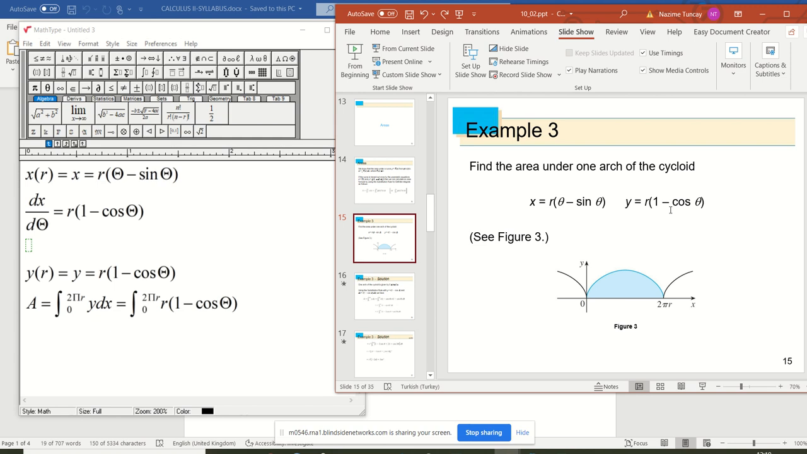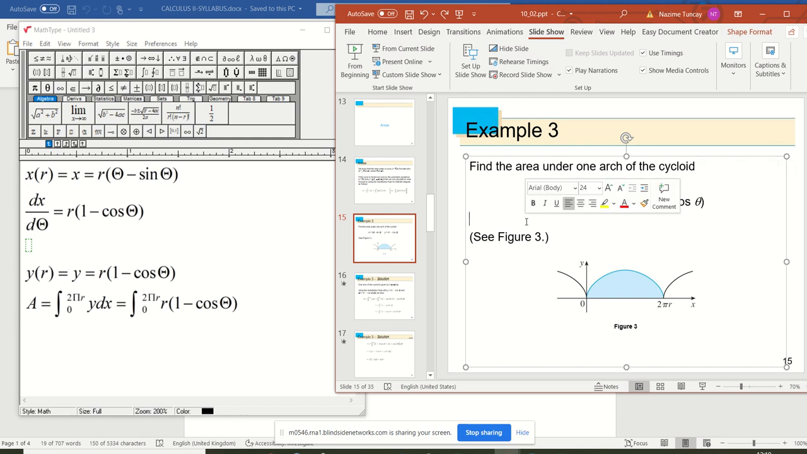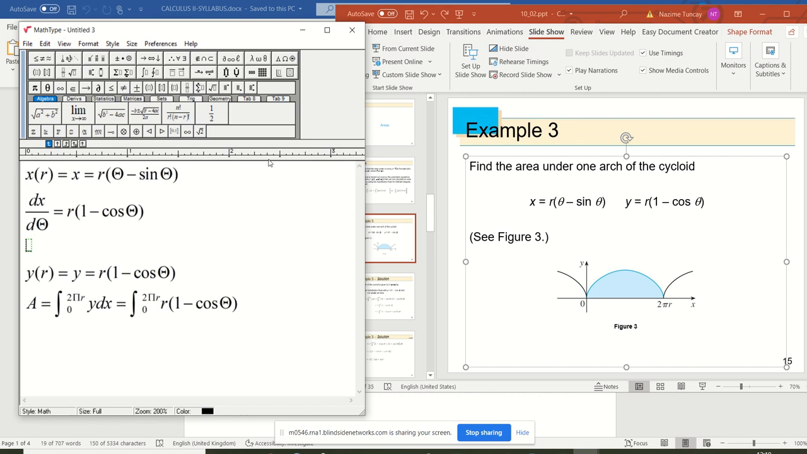It wants you to find the area under this arch of the cycloid. This is called a cycloid, and it wants us to find the area. In order to find the area, we have to find the integral. The question gave us x and y here. You can see the x and y here. So in this part, I write x equals this one.